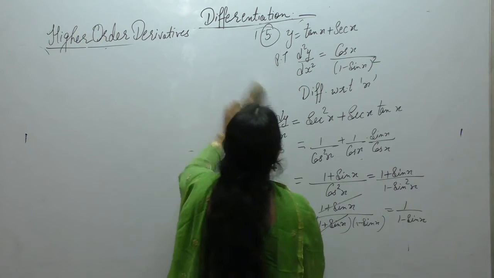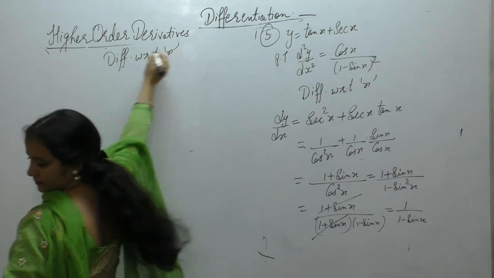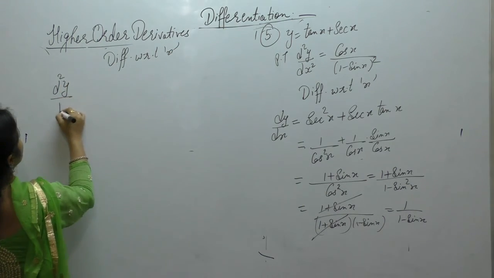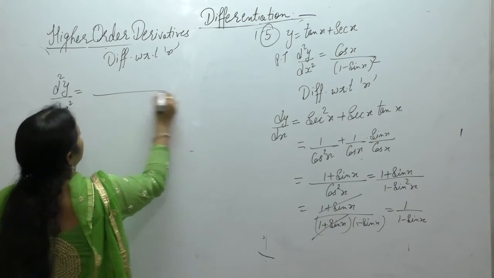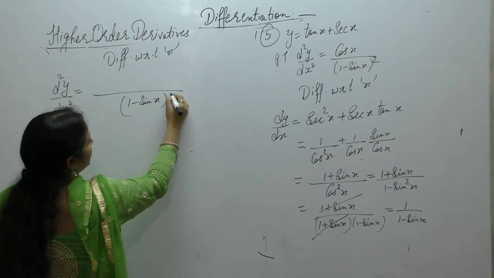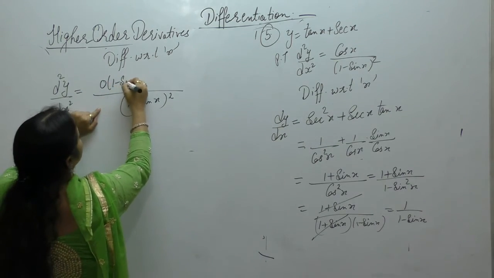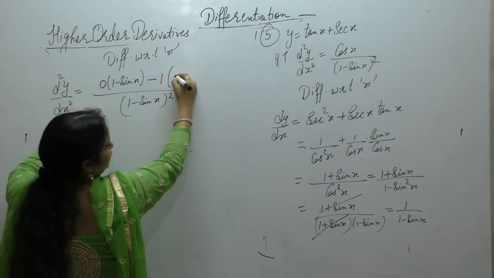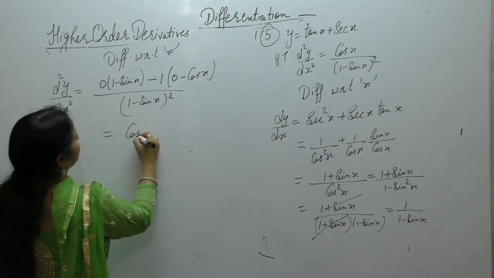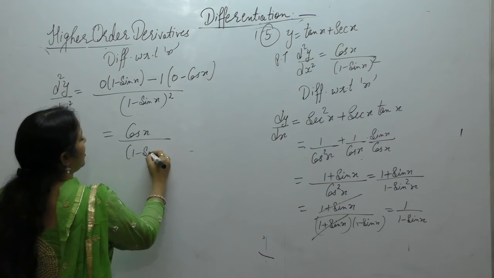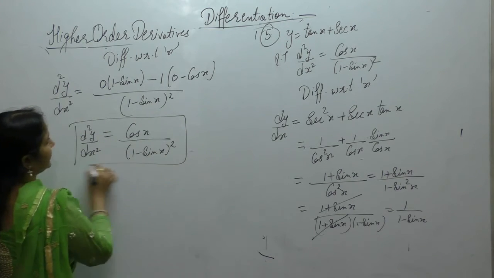Now we want to find the second order derivative. So differentiate with respect to x. What we get? Derivative of dy upon dx is d square y upon dx square. 1 upon 1 minus sin x, (1 minus sin x) whole square, u upon v: v square, u dash. Derivative of 1 is 0 into v minus u into v dash. Derivative of 1 is 0. Derivative of sin is cos of x. So we are left with minus minus plus cos of x upon (1 minus sin x) whole square. Clear?